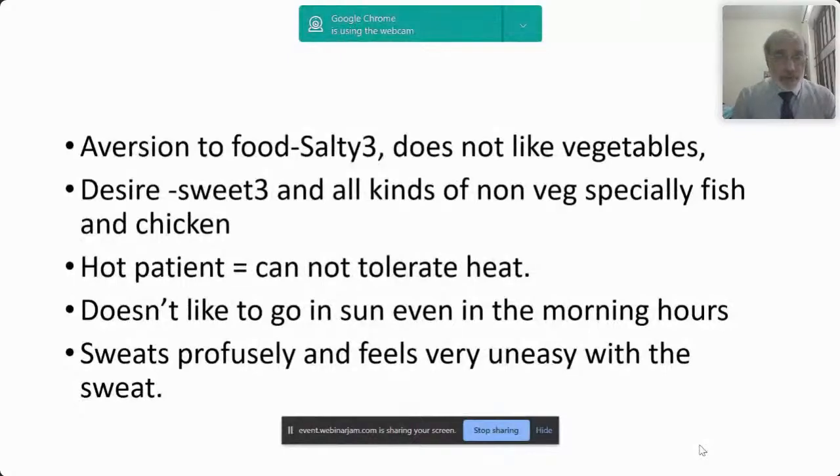She has aversion to food, salty, 3 marks aversion. Does not like vegetable. Desires sweets 3 marks, and all kinds of non-veg, especially fish and chicken. Hot patient, cannot tolerate heat. Does not like to go in the sun, even in the morning hours. Sweats profusely and feels very uneasy with the sweat.